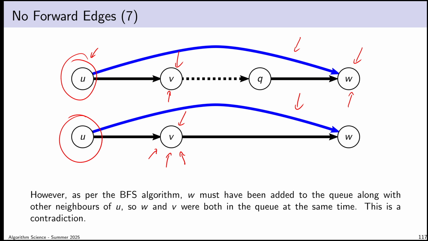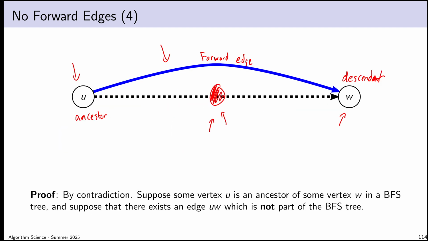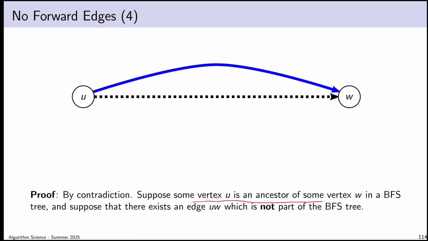Just for the sake of making sure everything is in order, let's go backwards and figure out where we made the assumption that led to the contradiction. Suppose some vertex U is an ancestor of vertex W, and suppose there exists an edge UW which is not part of the BFS tree. You could view this as two assumptions, though I view it as just one big assumption. If we do view it as two assumptions, I would say the first assumption can't result in a contradiction. Suppose U is an ancestor of W. Well, obviously things can be ancestors of other things. The provocative statement that clearly leads to the contradiction is this one.